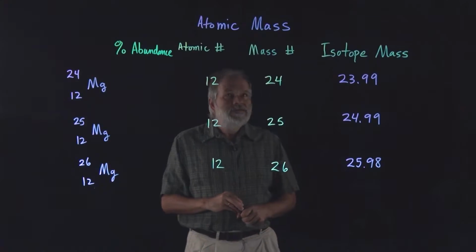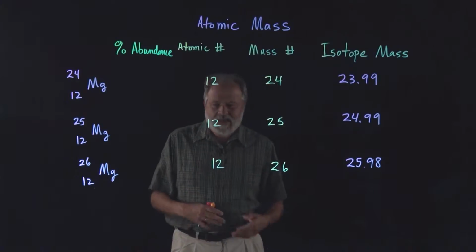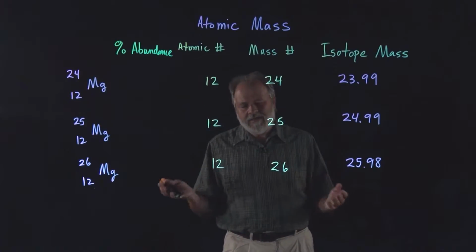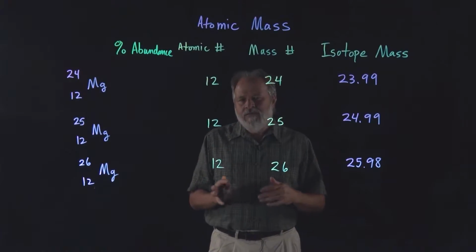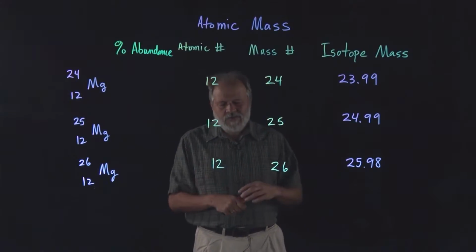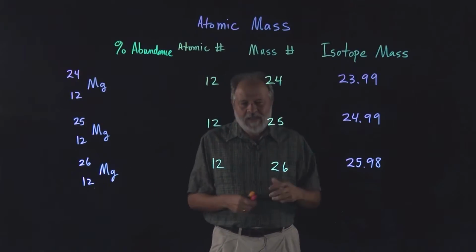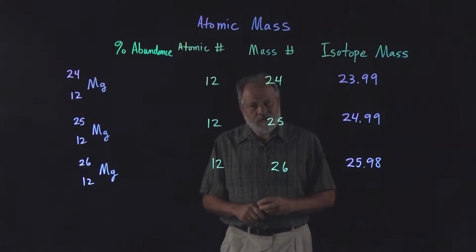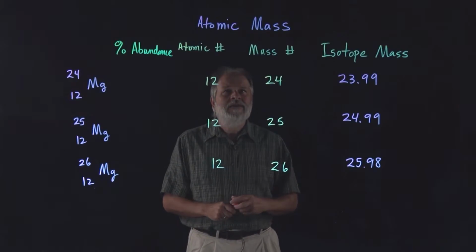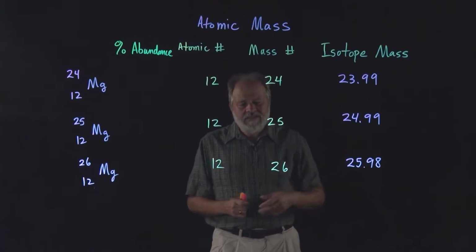Now, the average weight of all these is what's called the atomic mass. You might hear it called atomic weight, but weight is really the force of gravity on a mass, and so the weight is different on different planets. So we're going to use the word atomic mass instead of atomic weight. But the atomic mass is an average of these numbers.